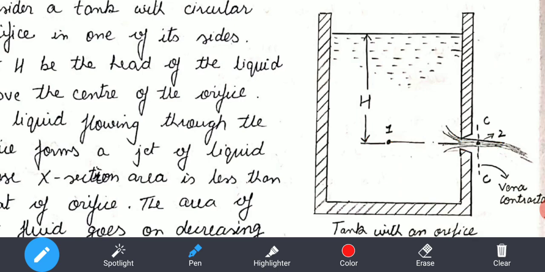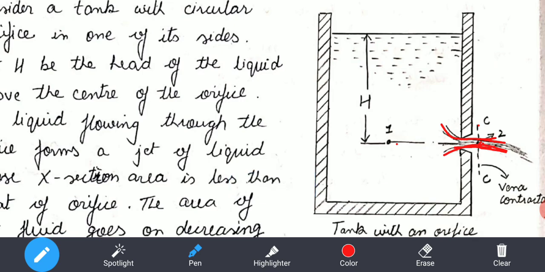Okay, let us consider two sections here, 1 and 2. Here I already told you in orifice meter, when a liquid is flowing through an orifice, what happens? This jet contracts to some minimum area, and the area where it has minimum cross section is known as vena contracta.